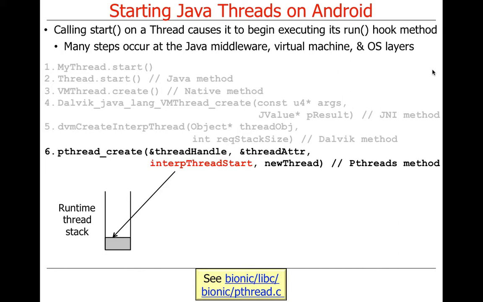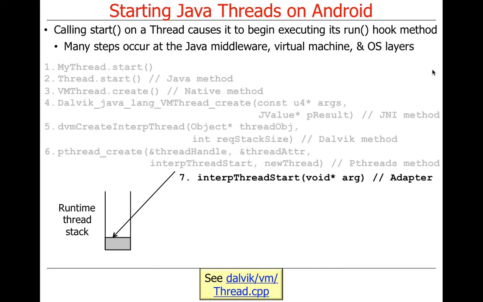an object, a function called interp thread start. So when you call pthread create, ignore the handle and the attribute fields. You pass in a pointer to a function, and you pass in a data structure that's typically allocated dynamically. And then that function, interp thread start, is then called in the context of that thread. So in the runtime stack that was allocated when pthread create was called, interp thread start is called, passing in new thread as the argument.